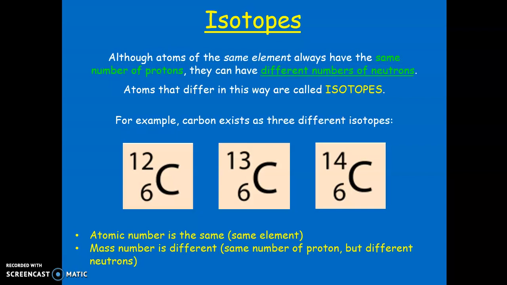However, you'll realize the number on top has changed. 12, 13, 14. We know out of those 12, 6 are protons, so 6 must be neutrons. Out of the 13, 6 are protons, so 7 must be neutrons. And out of the 14, 6 are protons, so 8 must be neutrons. So an isotope is the same element, same number of protons, different number of neutrons. We call them isotopes. And they occur throughout the Earth and the universe.